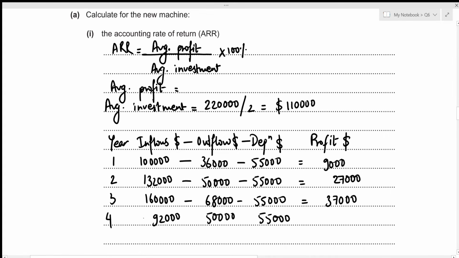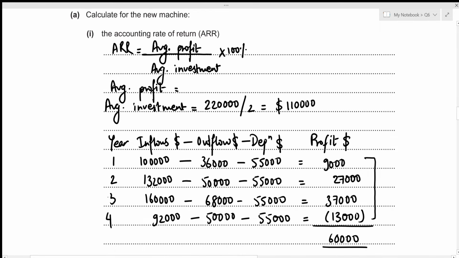And for the last year, that's going to be 92,000 minus 50,000 minus 55,000, which results in the negative balance of 13,000, which means that there is 13,000 loss for the fourth year. Now we figure out our total profit for the 4 years. That's just going to be the sum of these 4 amounts. So that's 9,000 plus 27,000 plus 37,000 minus 13,000, which results in 60,000. So that's the total profit for 4 years.